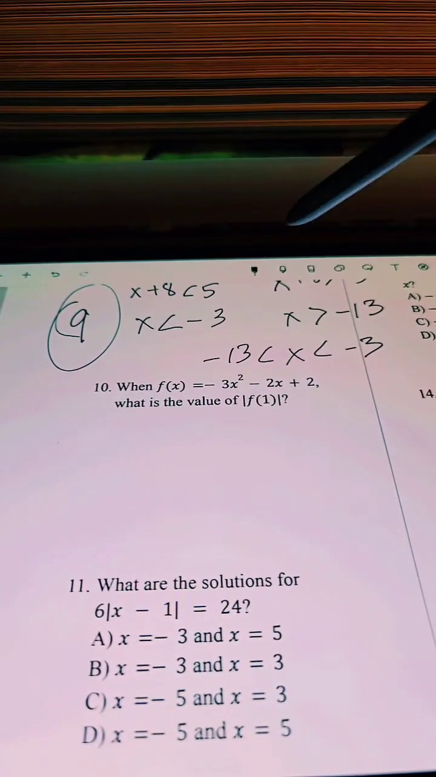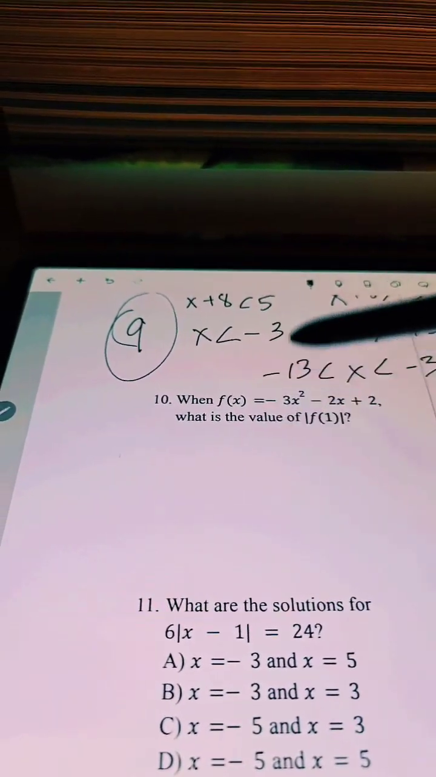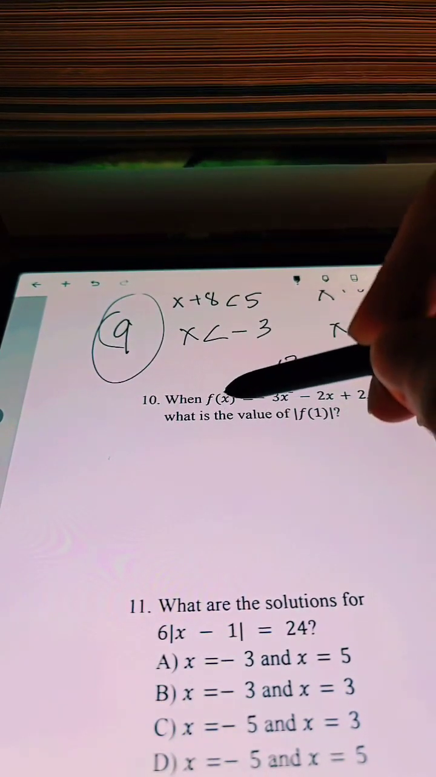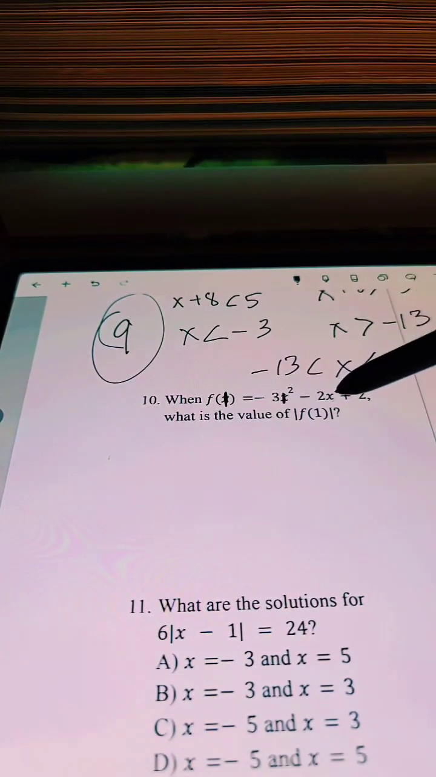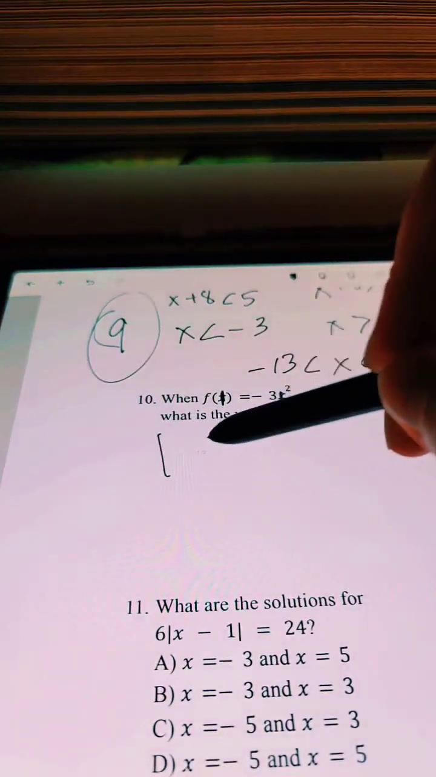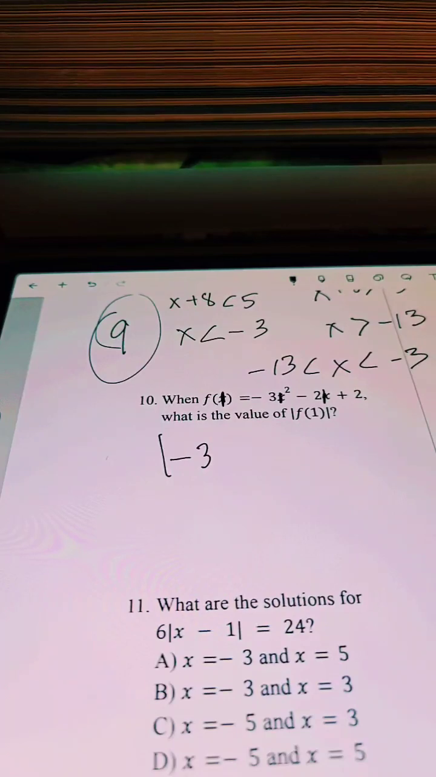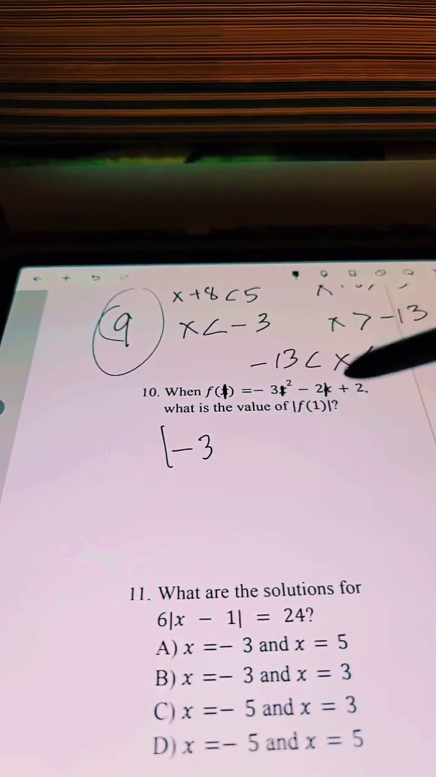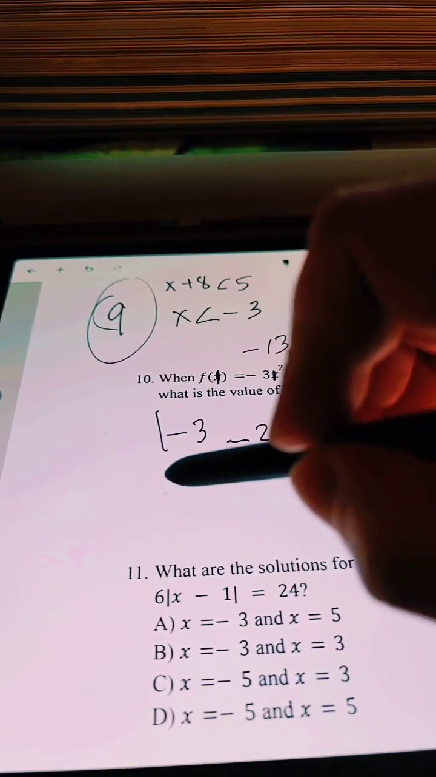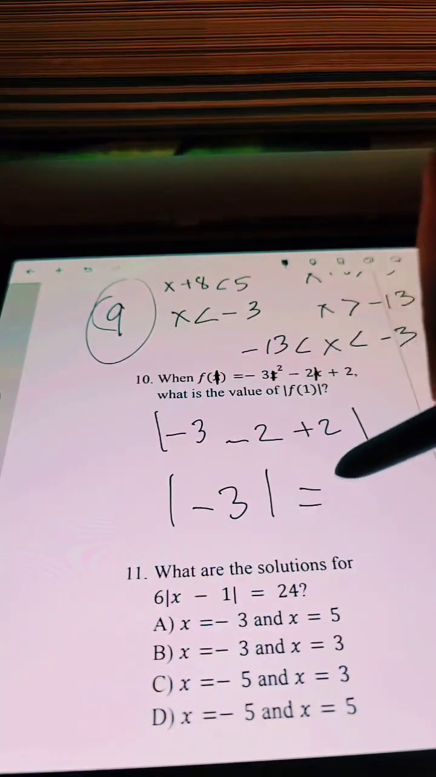When f of x is equal to all of that, what is the value of the absolute value of f of 1? So basically just find f of 1 and then take the absolute value of it. So I'm going to start by finding what f of 1 is. I'm going to replace every x with a 1. So that's going to be negative 3, the absolute value of negative 3 times 1, which is just 1 times 1 squared, which is just 1, so it's just negative 3. And then negative 2 times 1 is just negative 2, and then plus 2. So the absolute value of all of that. So that's going to be negative 5 plus 2, which is negative 3 in absolute value bars, which equals positive 3.